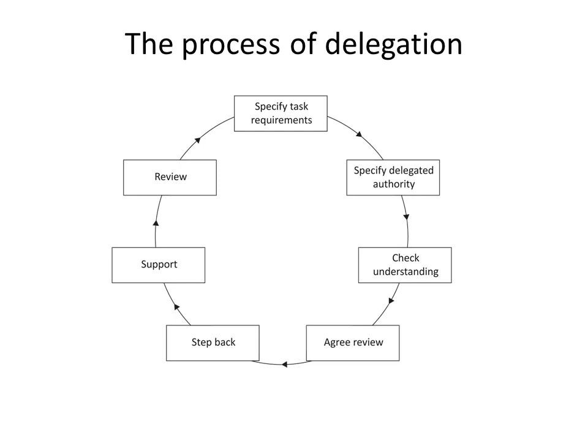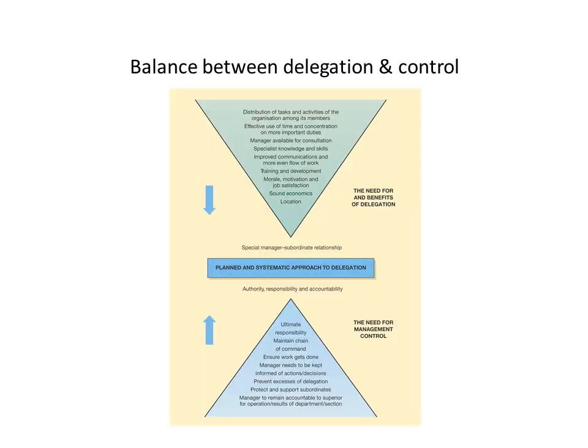check, agree, step back, support, review. So perhaps the cyclical process here is slightly more realistic than the linear Mullins one on the previous slide. We need to have a balance obviously between delegation and control, and getting that balance right is very difficult, and this is a useful slide for summarising the issues involved when we're trying to get the balance between these two correct.